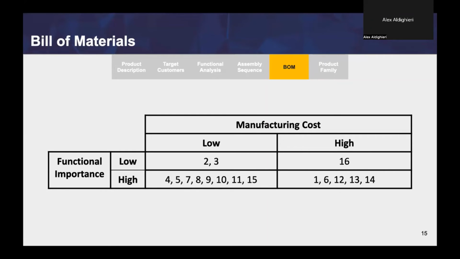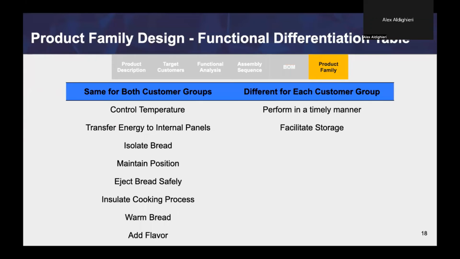Here's our quad chart to help decide which parts are best candidates for elimination or redesign with DfM. This is the functional differentiation table. We wanted to split up different functions from the FAST diagram for the primary and secondary customer groups. And we determined that the different functions for the customer groups would be performance of toasting the bread in a timely manner and the way that the toaster facilitates storage.